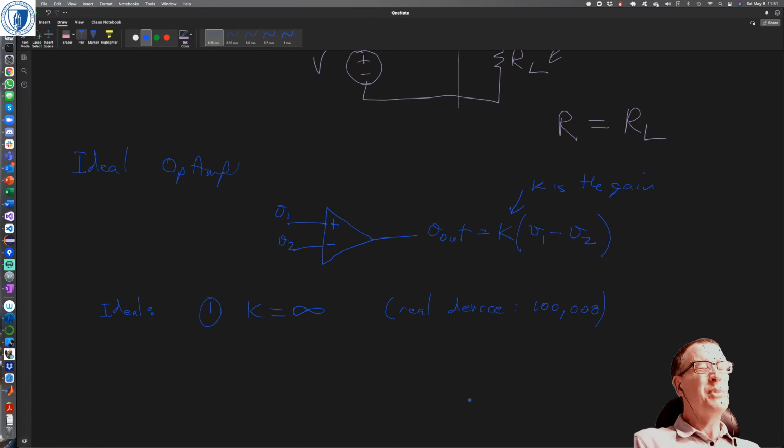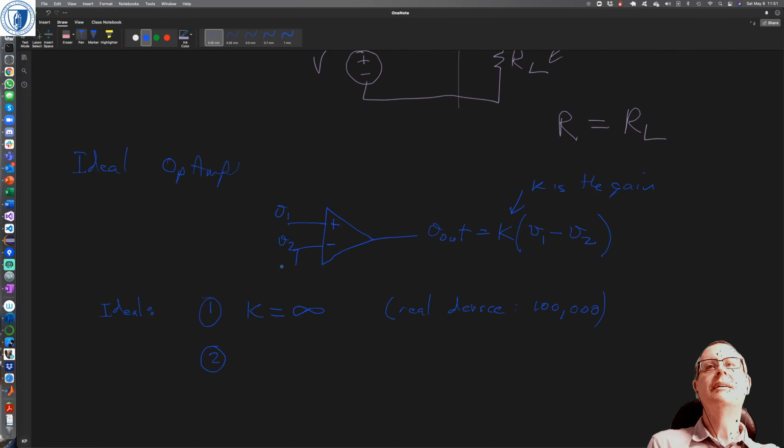One of the upshots of that is that if one of the inputs to the device is connected to ground, there's the idea of a virtual earth, right? If V2 is connected to ground, then V1 cannot differ from V2. So effectively, virtually, V1 is also connected to ground.